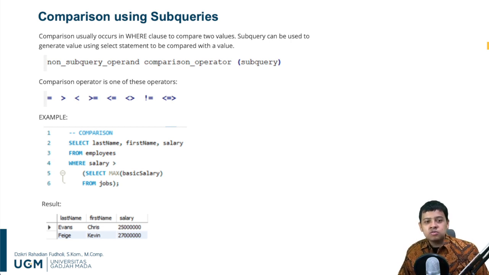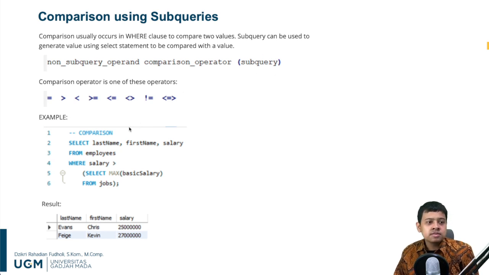The first thing that we want to learn is to compare using subqueries. Comparison usually occurs in the where clause to compare two values. Subquery can be used to generate a value using the select statement to be compared with a value. The comparison operator is one of these operators: equal to, not equal to, and this one is also not equal to. Non-subquery operand, comparison operator, and then subquery.